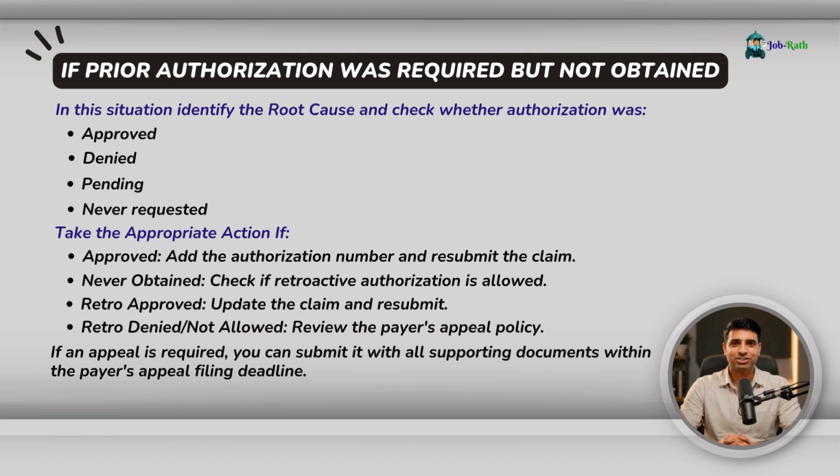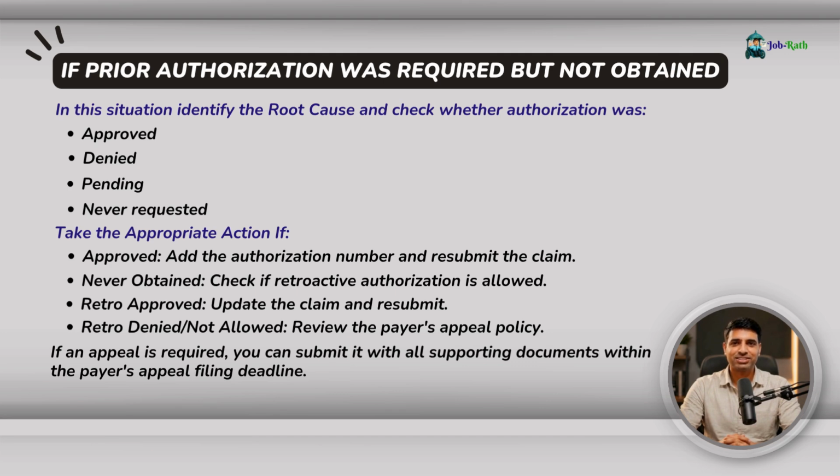If you find that the service required prior authorization but it was not obtained before the service was performed, first determine why the authorization was missed. Then check your internal records to confirm whether an authorization request was submitted, approved, denied, or never requested. If the authorization was approved but not included on the claim, correct the claim by adding the authorization number and resubmit it according to the payer's guidelines.